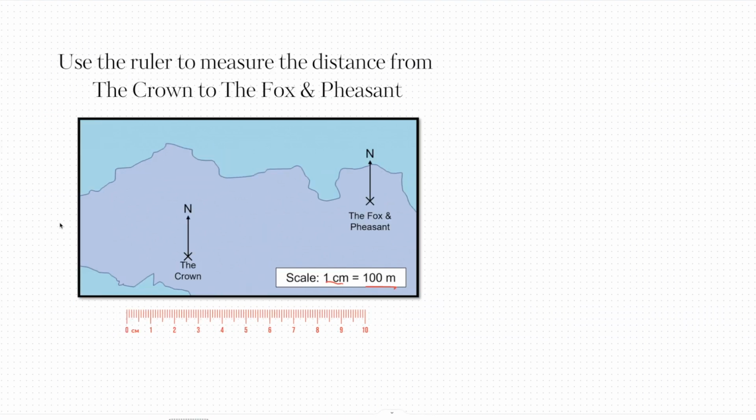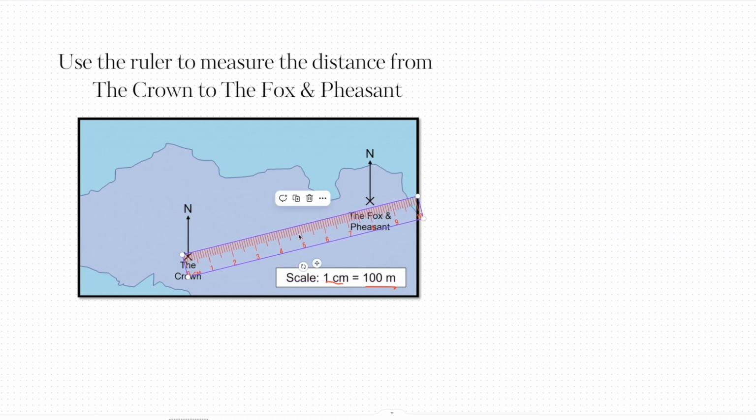Let me take the ruler and let's measure the distance. This is a little tricky to do with the computer here, but I'm going to try to line up this ruler to get the exact distance. Notice the exact distance goes from 0 to 8. That means the distance from the crown to the fox and pheasant is exactly 8 centimeters.